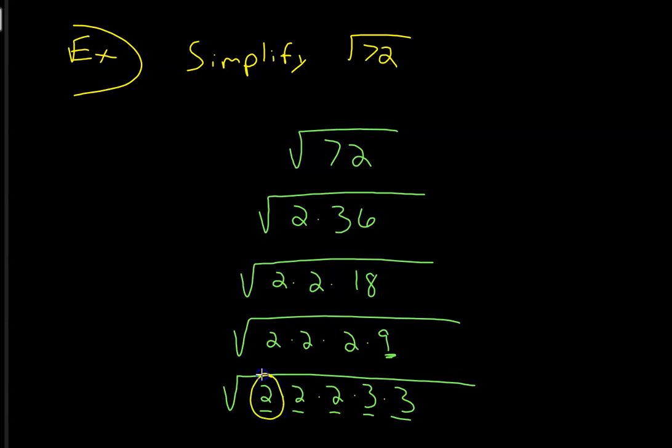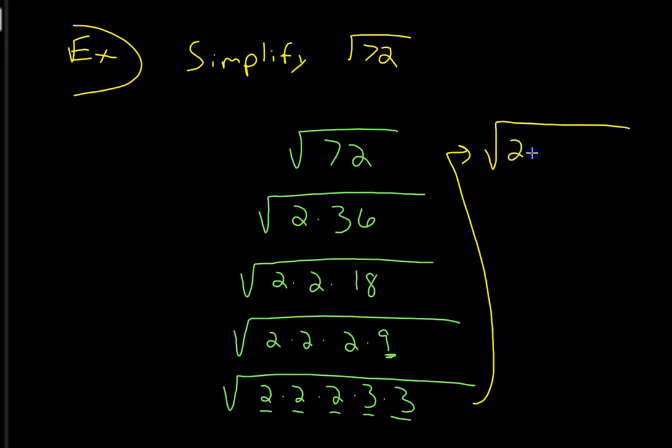So these two 2's are identical. Oh, let me write a new example, just in case I need more space. So I'm going to put it up here, with the same numbers, I'm just going to rewrite it. 2 times 2 times 2 times 3 times 3. So again, these two 2's are one pair of identical numbers, so they come outside. These two 3's are a second pair of identical numbers, so one 3 comes outside, being multiplied to the 2.